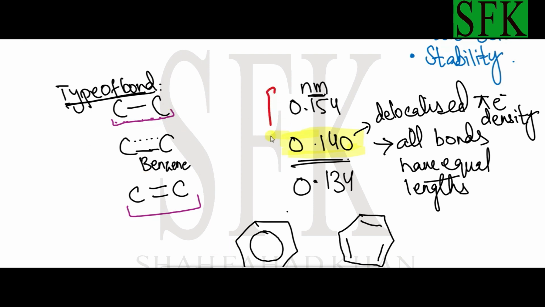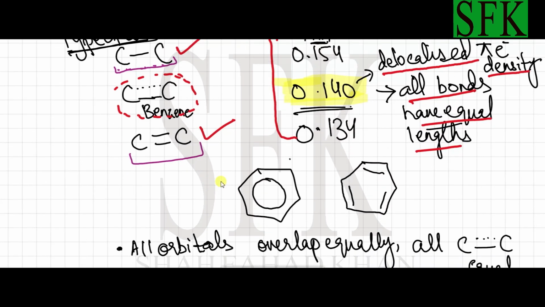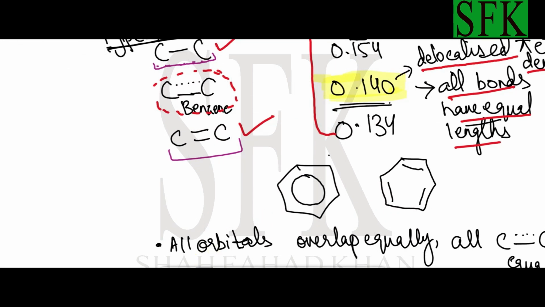I mean, they never ask you the values, but they do ask you the reason why benzene has an intermediate value in between the carbon-carbon single bond and the carbon-carbon double bond. So you better be able to explain it in terms of the delocalized pi electron density, the bond lengths being equal. To answer that question, there are mainly 3 points that you need to keep in mind, and you need to write your answer along these lines.